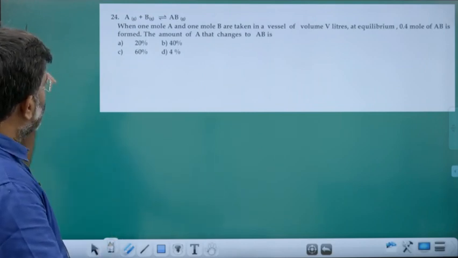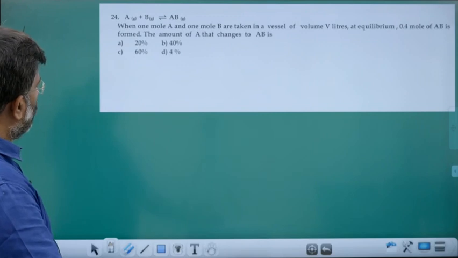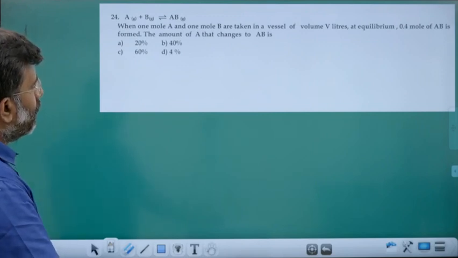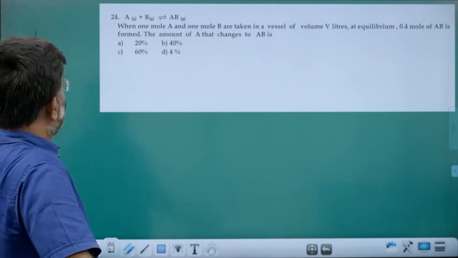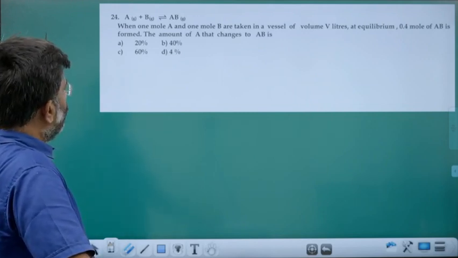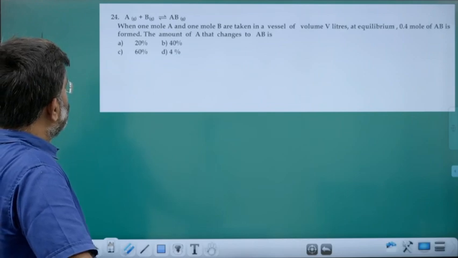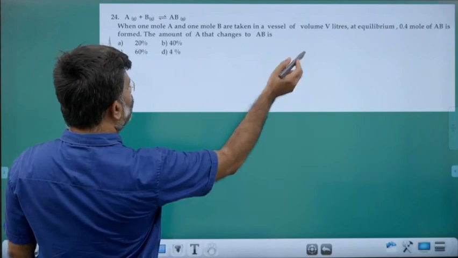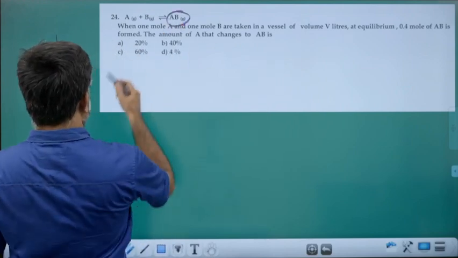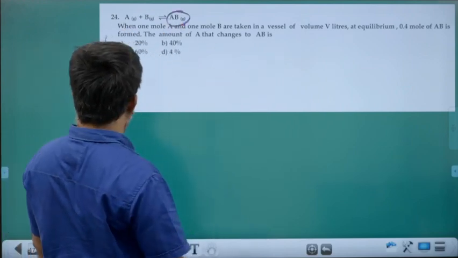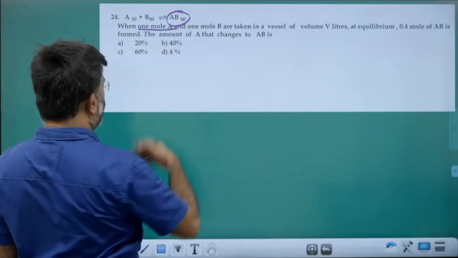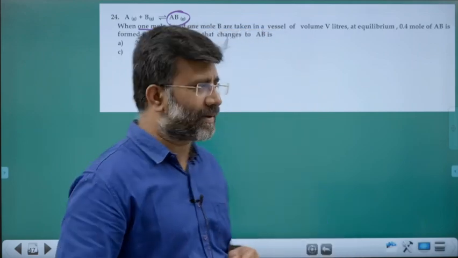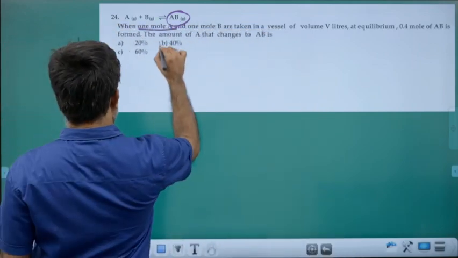A gas, B gas, AB gas. 1 mole A, 1 mole B taken in a vessel of volume V liter. At equilibrium, 0.4 mole AB is formed. The amount of A that changes to AB is? See, AB formed is 0.4 mole. So A reacted is 0.4 mole. Taken is 1 mole, 0.4 mole reacted. That means 40% reacted. Answer is option B, 40%.